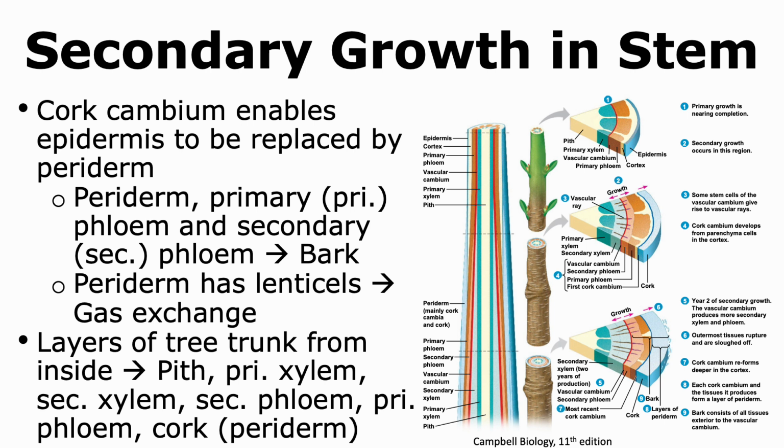Thus, following secondary growth, the layers of the stem, like the trunk of a tree, from the inside to out include the pith, the primary xylem, the secondary phloem, the primary phloem, and finally the periderm.